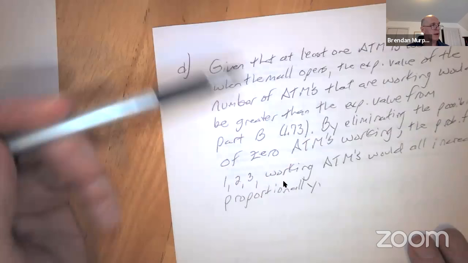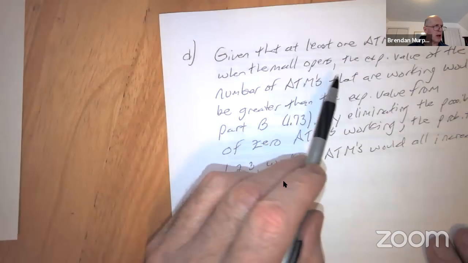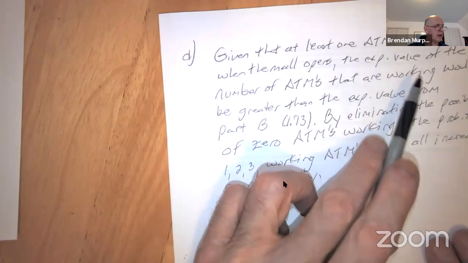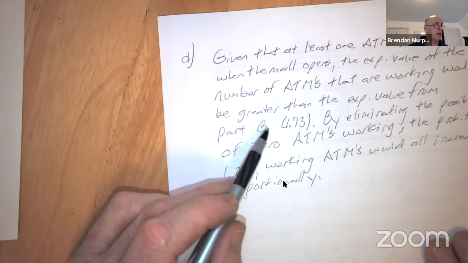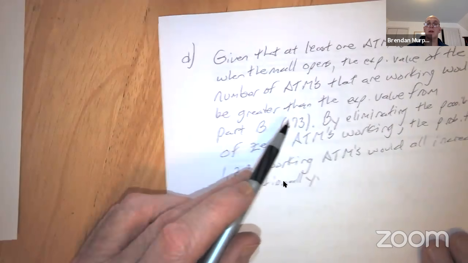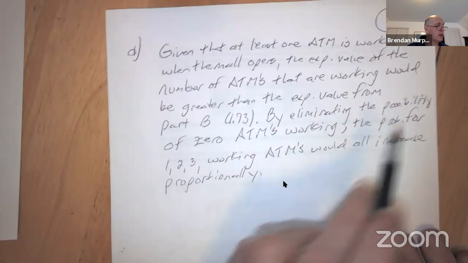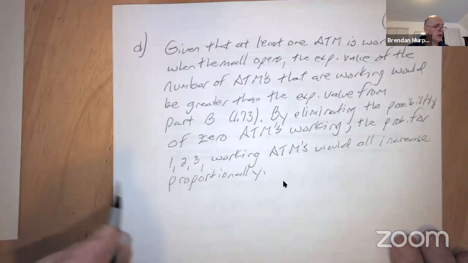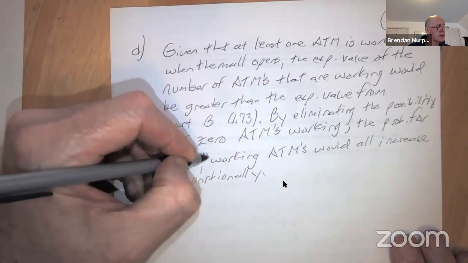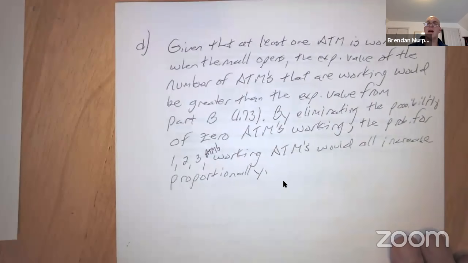So given that at least one ATM is working, that means I can cross out that column right there. When the mall opens, the expected value of the number of ATMs that are working would be greater than the expected value from part B, which is 1.73. So I've answered the question, but I want to give a little bit more info. By eliminating the probability of 0 ATMs working, the probability for 1, 2, or 3 ATMs working would all increase proportionally, and so therefore I would have a higher expected value.